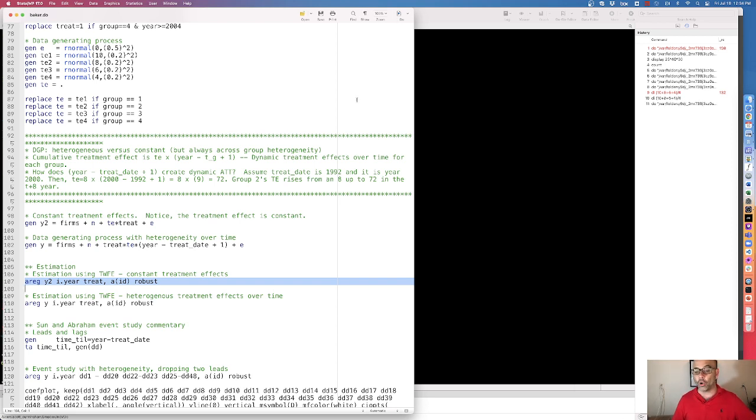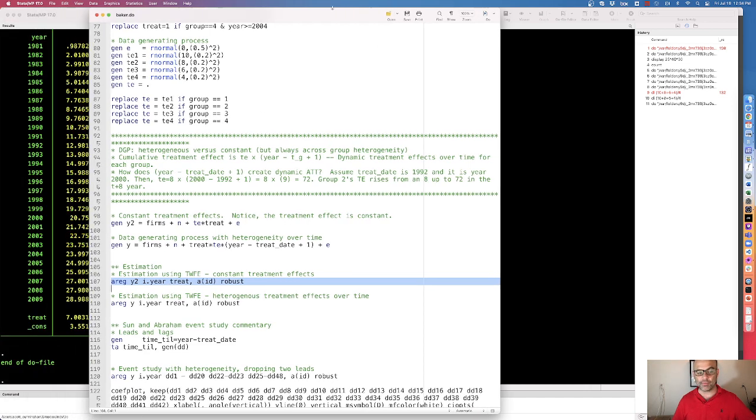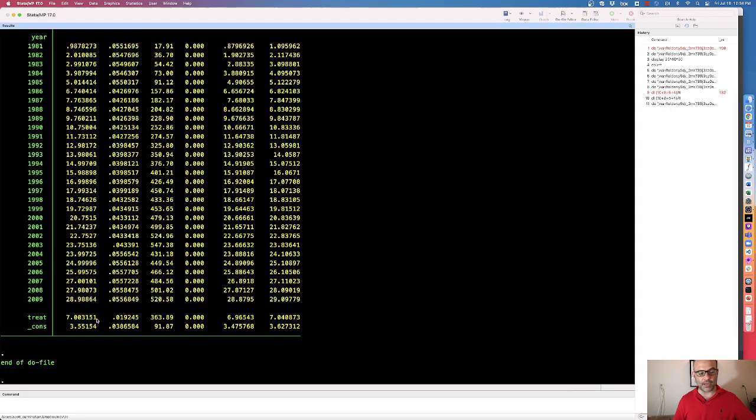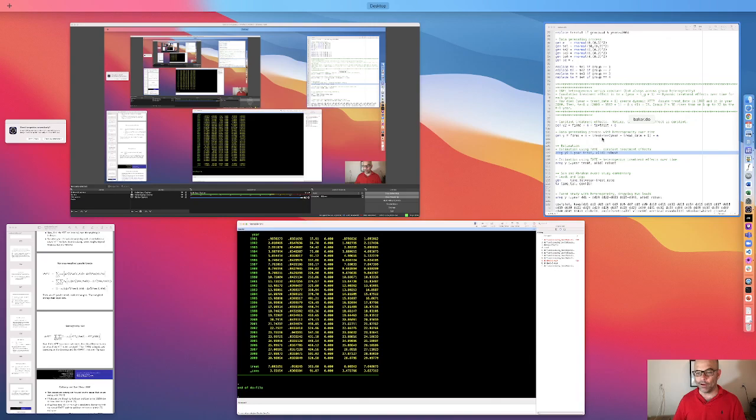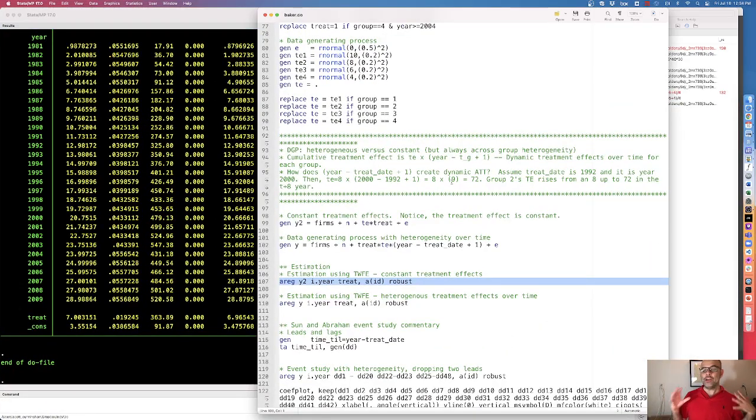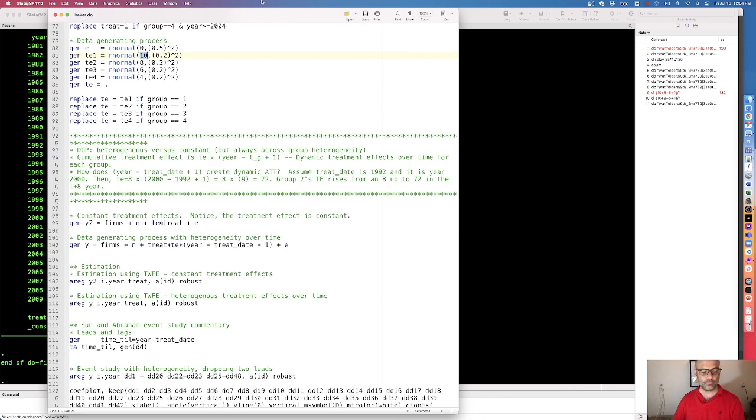Strict exogeneity is holding, okay, by the construction of the data. So I better get a coefficient of 7 on my treatment variable, and I do. Now, I know that my treatment effects are positive. Look, 10 in 1986, 20 in 1987, and so forth. Everybody's got increasingly positive treatment effects.